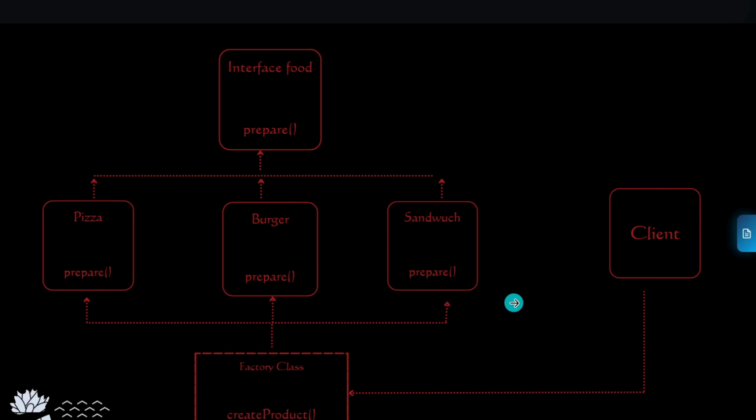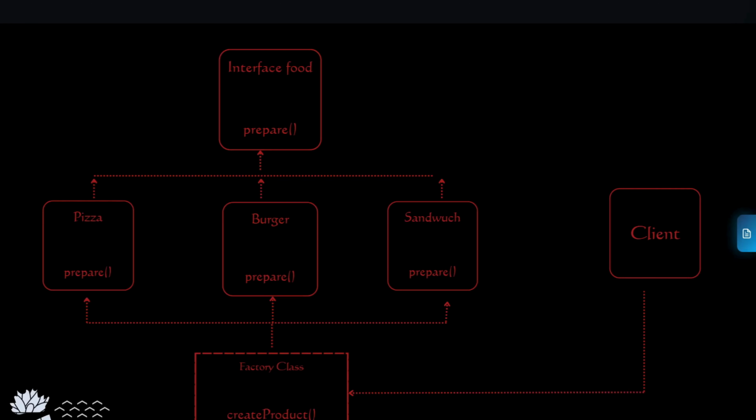Let's understand how it is easier to extend in the future. Suppose in future we try to add salad. We will create a salad class here, right? And we will implement the prepare method over here. Okay, and we will keep that salad creation logic inside this factory class. When the client gives the input as salad, the factory class will give the salad object, right? So hoping you understand exactly what problem we are trying to solve using this factory design pattern.